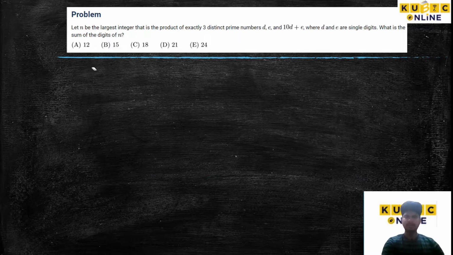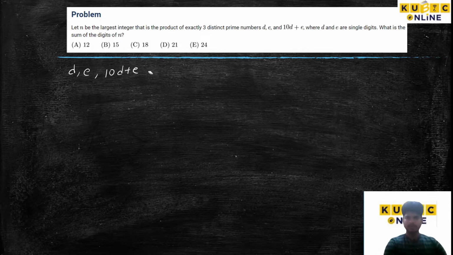Let n be the largest number that is the product of exactly three distinct prime numbers. So n is the largest integer such that it is the product of exactly three distinct prime numbers, which are d, e and 10d plus e, where d and e are single digit numbers. So we have to find such single digit numbers such that 10d plus e, the number de, is a prime number as well.